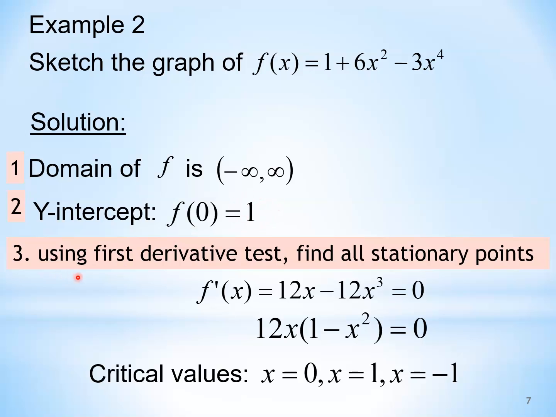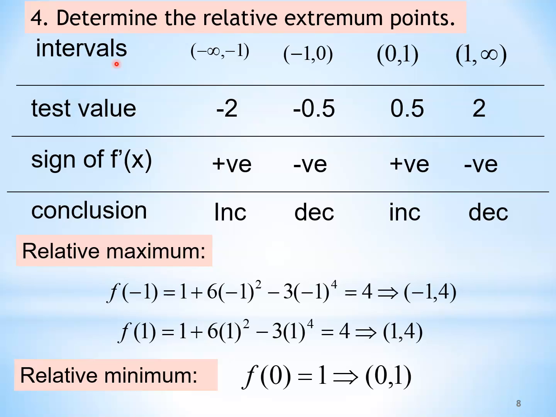Then the third step is using the first derivative to find the critical values. From here, you're going to find your first derivative, which is this, then you equate it to 0. Then you find your critical values, which are x equal to 0, 1, and negative 1. There are 3 values. Okay, the fourth step is to find the relative extremum point.